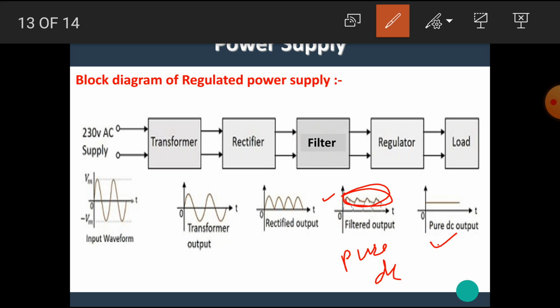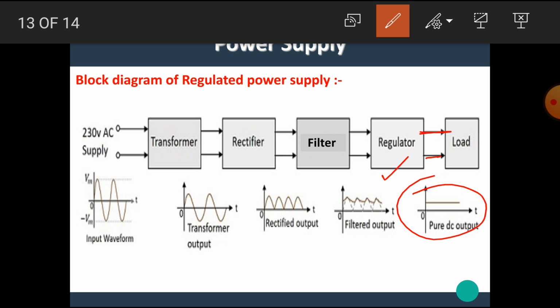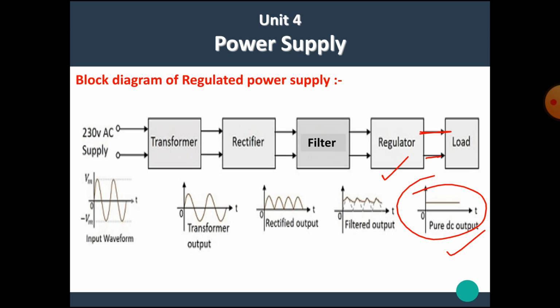Hence, to obtain pure DC, we have to use the regulator block. The function of the regulator is to steady the output, or to make a constant voltage at the output. That means the output of the regulator is a constant voltage or a fixed value of voltage. Hence, this is the pure DC output. I hope you all understand the block diagram of the regulated power supply. Thank you.